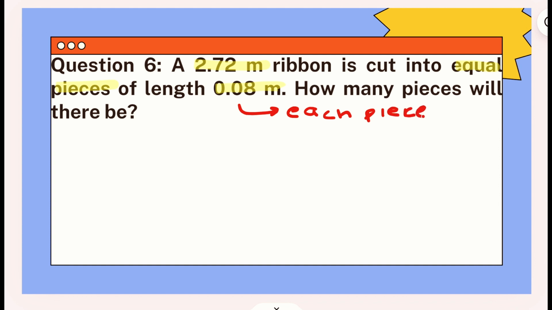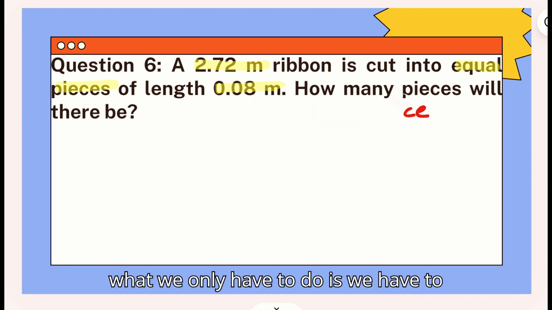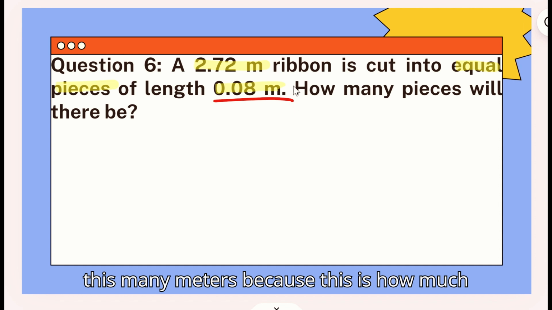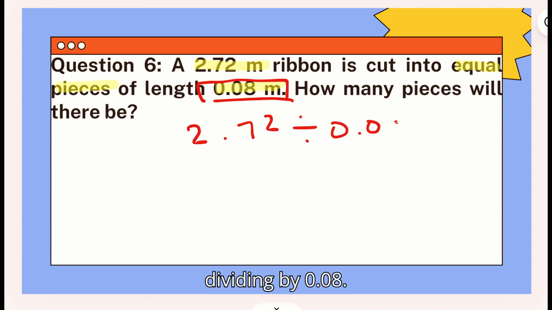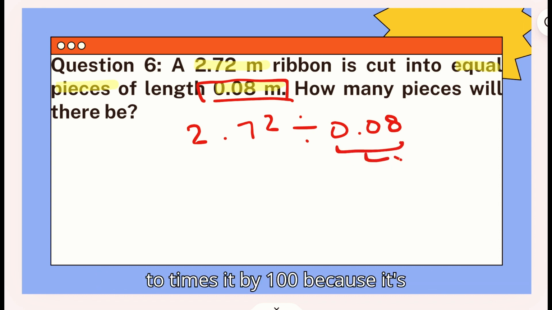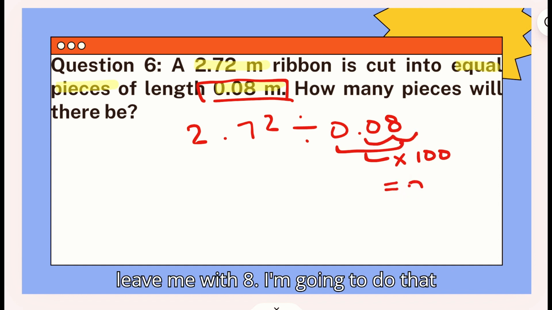Now when we know this, that means what we only have to do is divide the total length of the ribbon by how many meters each piece is. So that means 2.72 divided by 0.08. Now my divisor is a decimal, so I'm going to times it by 100 because it's moving 2 places, 1, 2. That would leave me with 8.